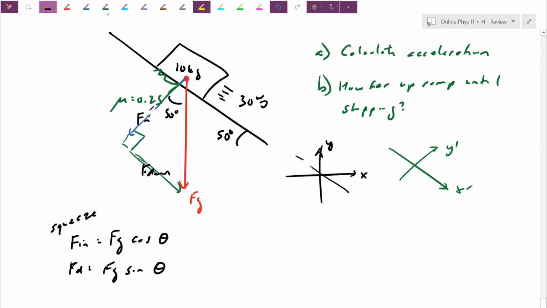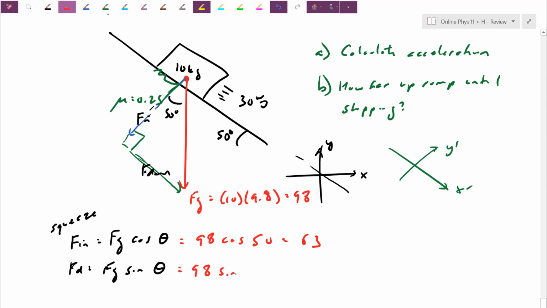So although gravity is m times g, 10 times 9.8, in this case is 98, only part of that 98 is used to go downwards because some of it is actually needed to hold it on the slope. So let's just work our way through with our numbers here. So 98 cos of 50, how much of it is squeezing it onto the ramp? Of that 98, 63 is actually squeezing it on the ramp. What about going down? 98 sine of 50. This one here gives me 75.